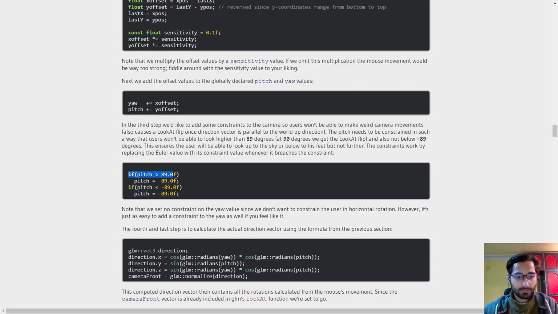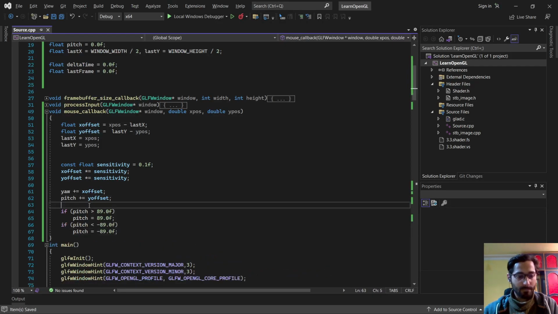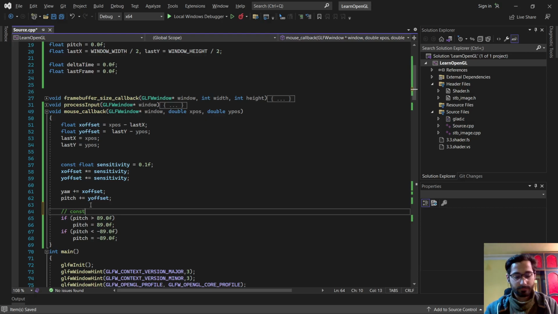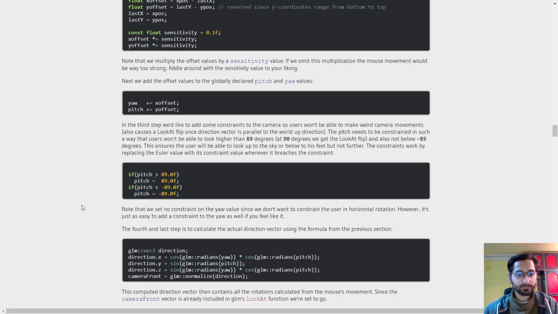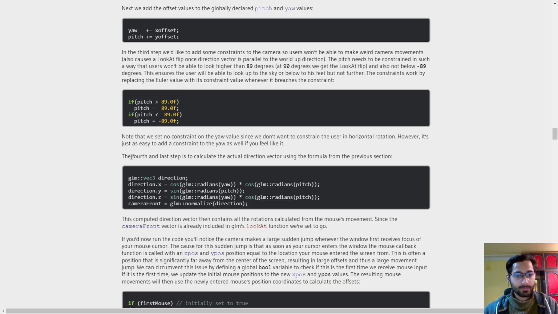Okay, so we're just checking if it goes above 89, then we just set it to 89. And if it goes below minus 89, then we just set it to minus 89. So that's the constraint. Note that we set no constraint on the yaw value, since we don't want a constraint on the horizontal movement. That's fine. The fourth and last step is to calculate the actual direction vector using the formula from the previous section.